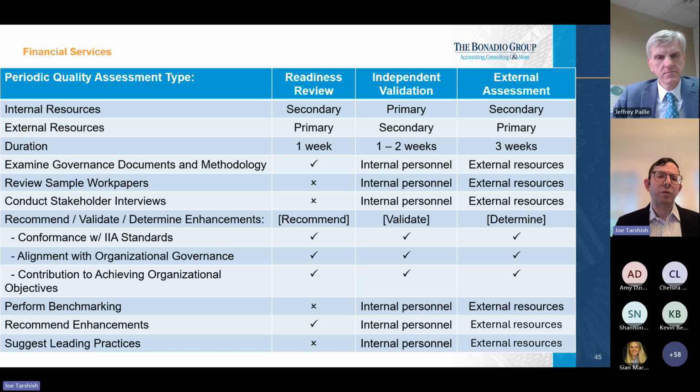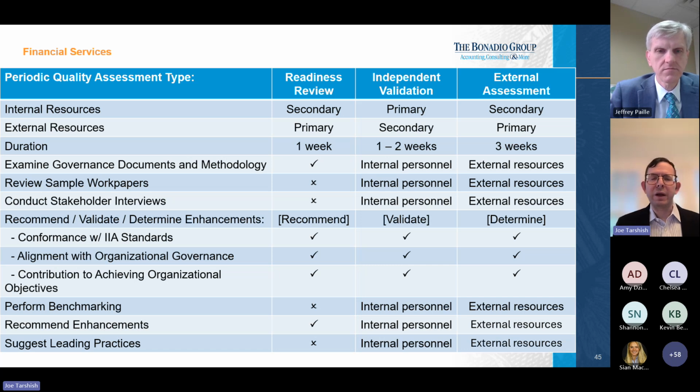So first of all, looking at a readiness review, internal audit resources within the department are typically assisting, and it's typically performed by outside personnel. Whereas when you do your independent validation, primarily it's your own people who are doing that, and then you have a CIA to come in and look at the results and independently validate the conclusions. And then with your external assessment, your internal resources are supporting the external folks, the CIA, who will come in and really lead that assessment.